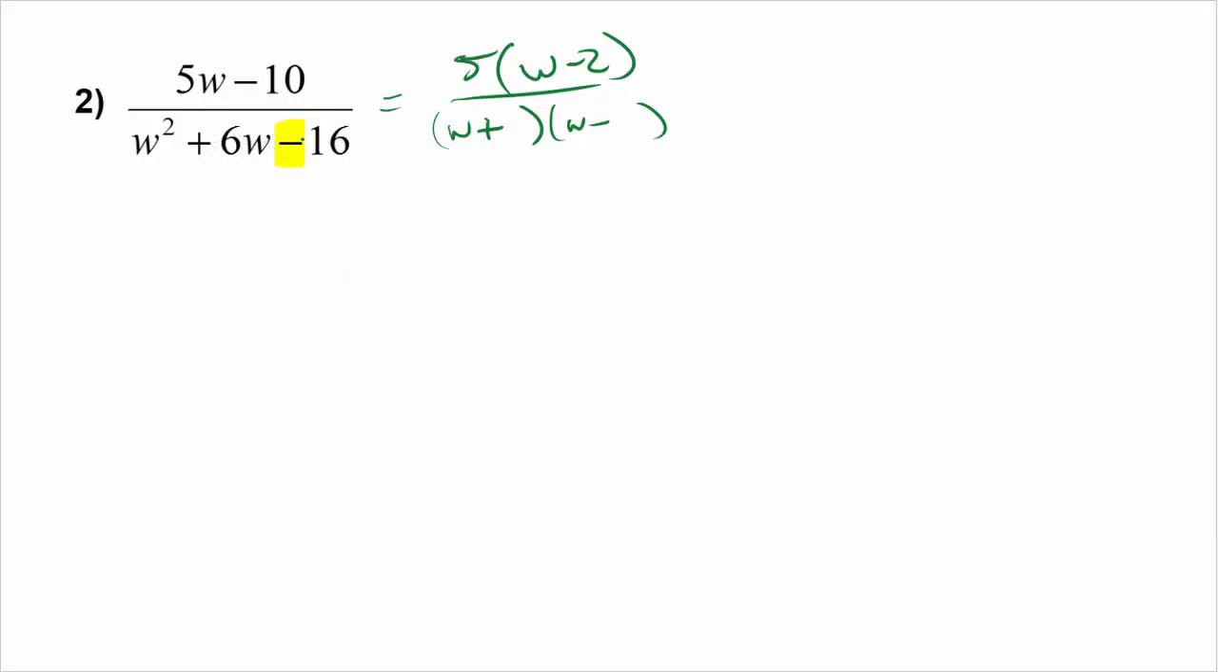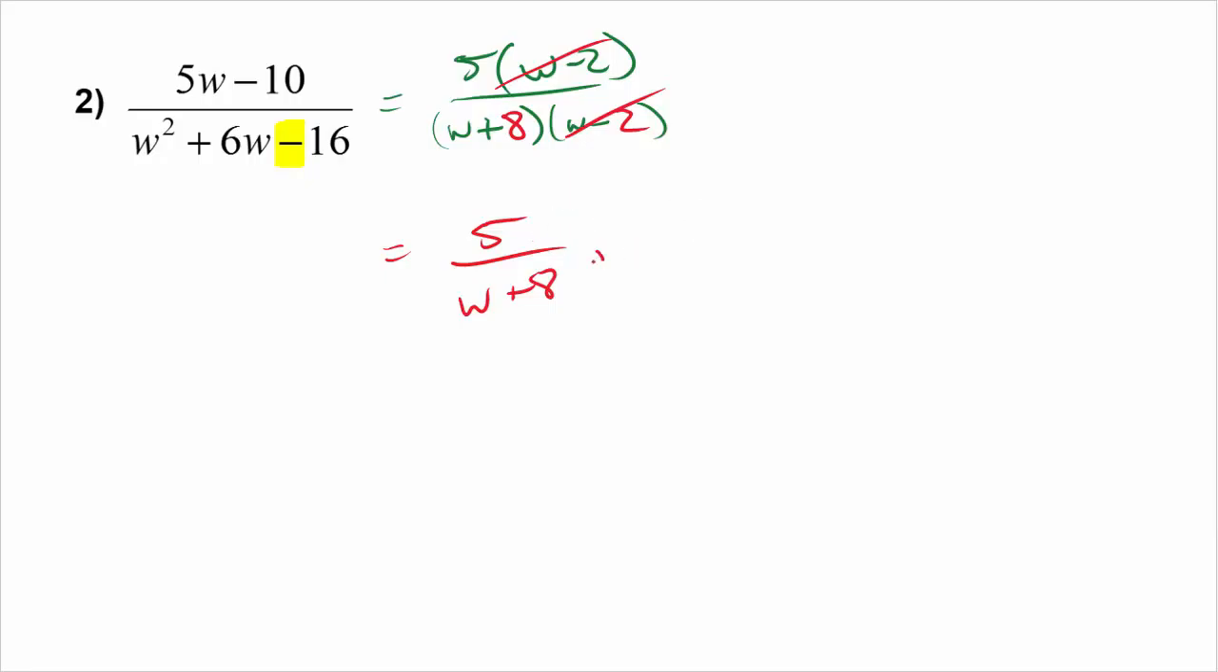And again, you can pause the video and try this here if you want. If you didn't pause it though, then we should be coming up with a plus 8 and a minus 2, because 8 minus 2 gives us 6. Finally, if we look at these w minus 2's, these are going to cancel, and we're left with our simplified expression of 5 over w plus 8.